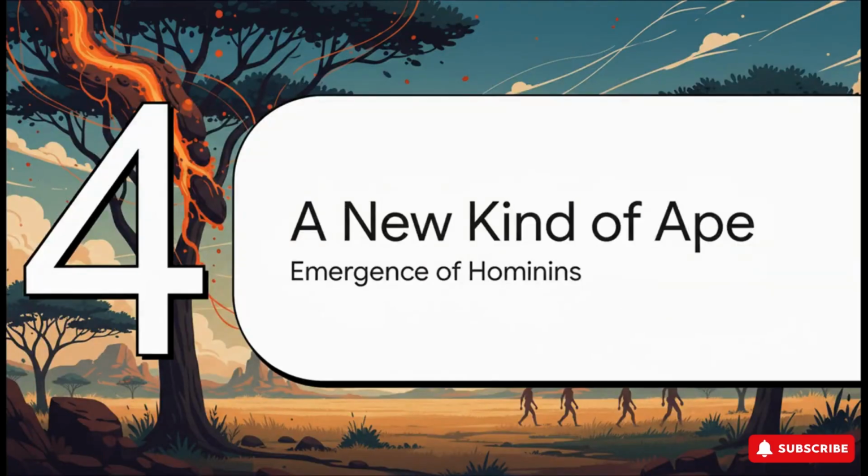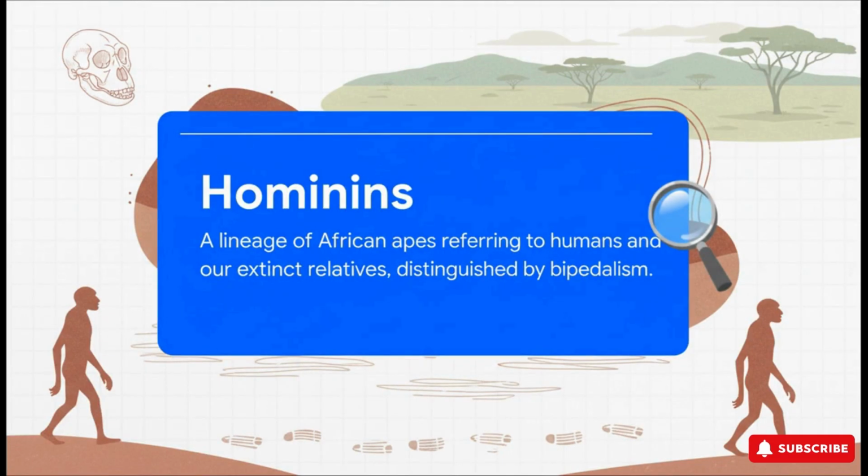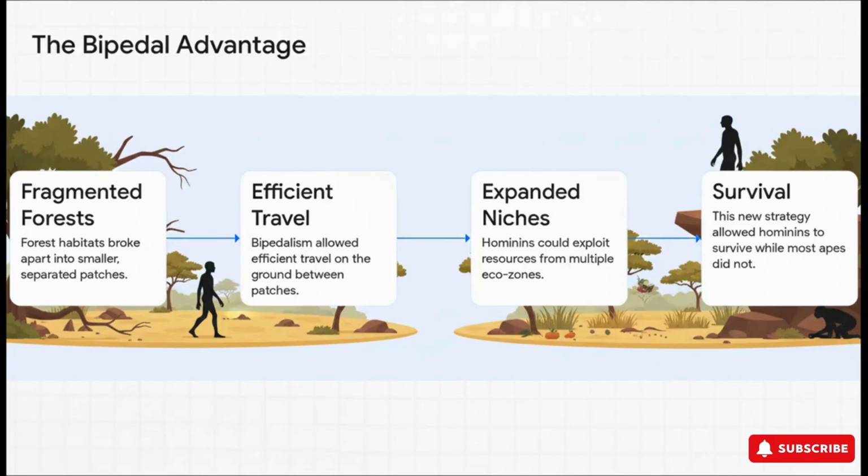But the story doesn't end there. It's not just about extinction, because out of this environmental crisis, a totally new and game-changing lineage of ape emerged from the survivors in Africa. And we call this new lineage the hominins. These were African apes, but they had a crucial, revolutionary new trick up their sleeve: bipedalism, the ability to walk upright on two legs. Now, walking upright wasn't just some neat party trick.